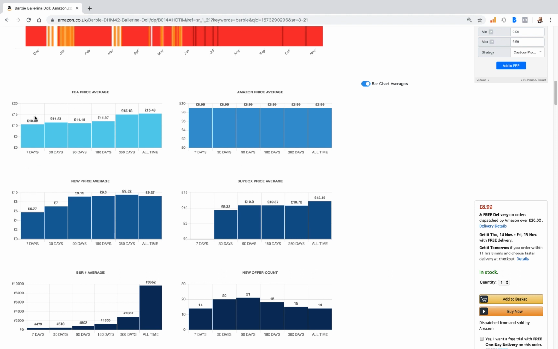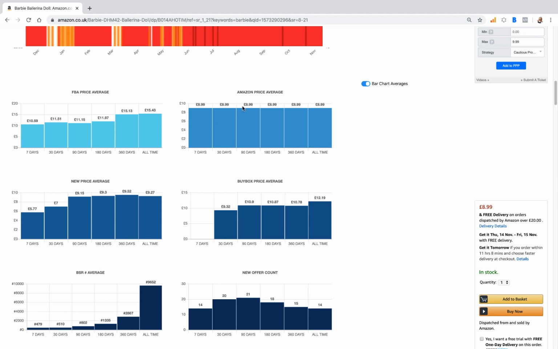So the average price over the last 10 days has been lower for this product than it has been at any time in the past. So you can straight away see that the price has gone down a little bit. Not hugely, last 30 days, 90 days, it's not significant, but you can see that the price has gone down.